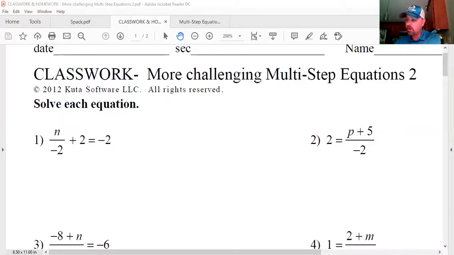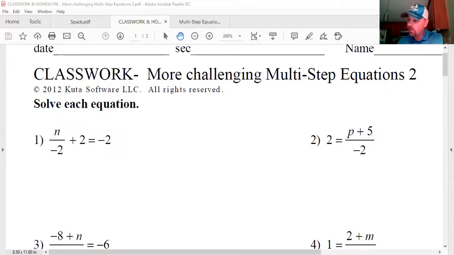So first thing we're going to start with is by getting rid of any addition or subtraction, okay? So the opposite of +2 is -2. Keep it balanced by subtracting 2 from the other side. Don't forget your integers here. -2 minus 2 is -4. All right. Now bring down what's left on the other side, which is n divided by -2, and of course bring down your equal sign.